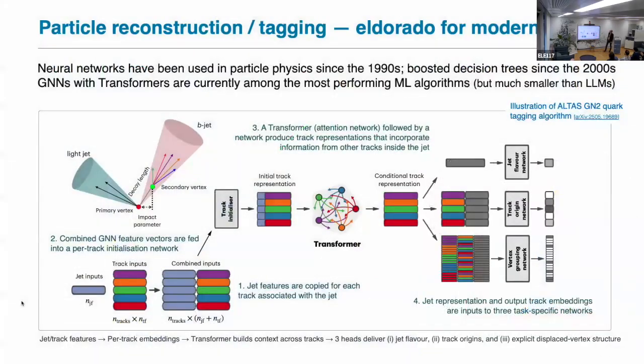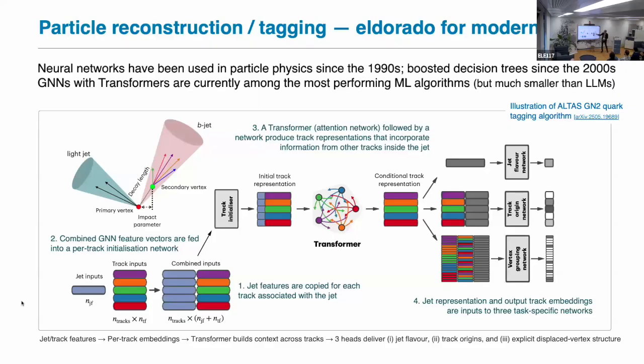Okay, so now I wanted to nevertheless show you that we are also, of course, doing machine learning. In fact, neural networks have been used in particle physics since the 1990s. I've written myself a simple multi-layer perceptron with gradient descent. Then since the 2000s, boosted decision trees were also very, very popular. But this is all kind of shallow learning with respect to AI of today. So now we are going also deeper here.